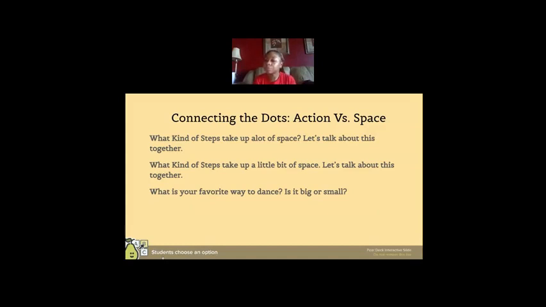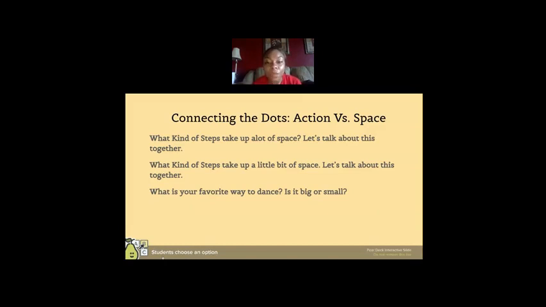Well, bouncing, because we're standing in place. Knee break, because we're standing in place. We're swinging arms, because we're doing it in place. Okay, those are the steps that you're doing in place. Non-locomotor movement. Say non-locomotor. Good. Non-locomotor. These are the steps that take up a little bit of space.